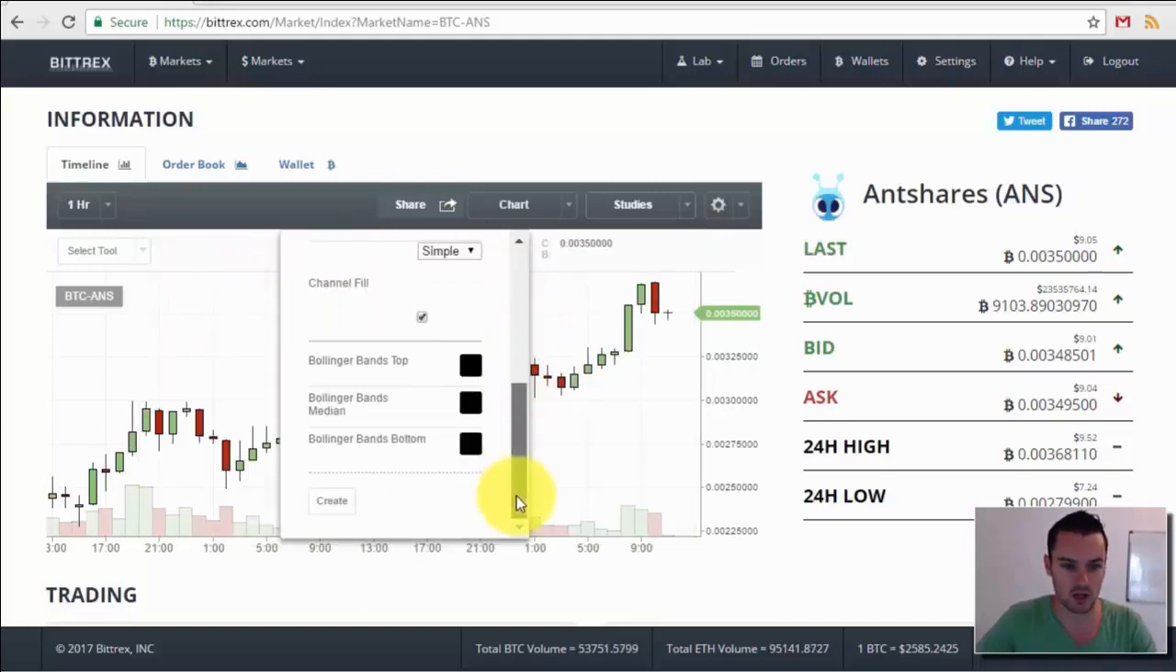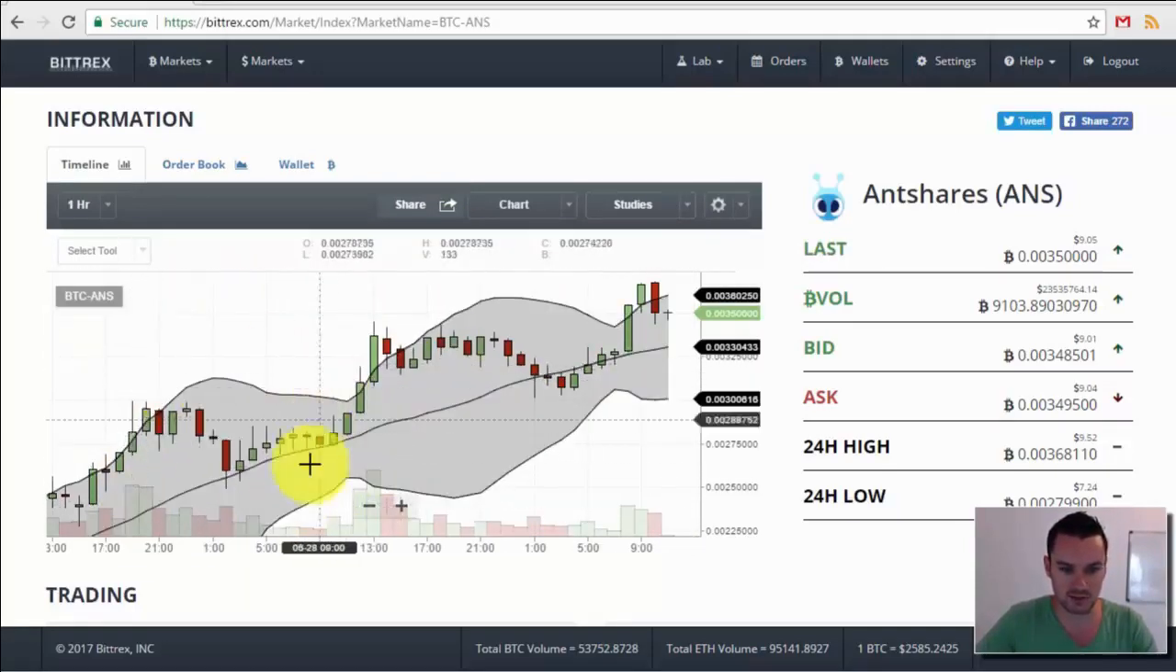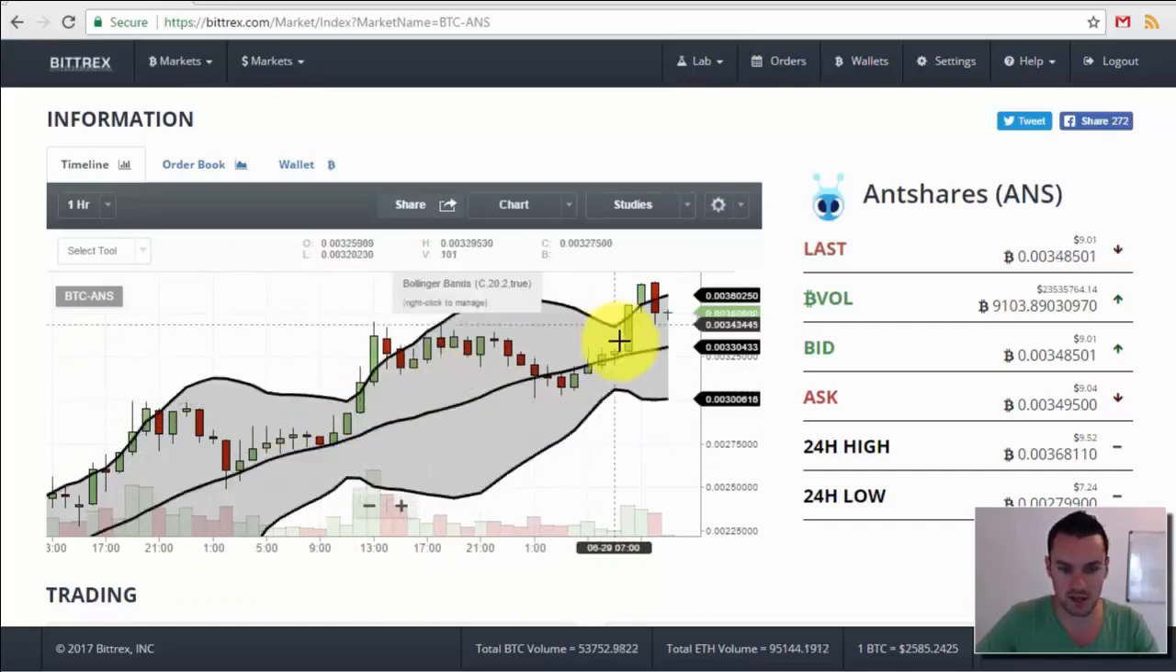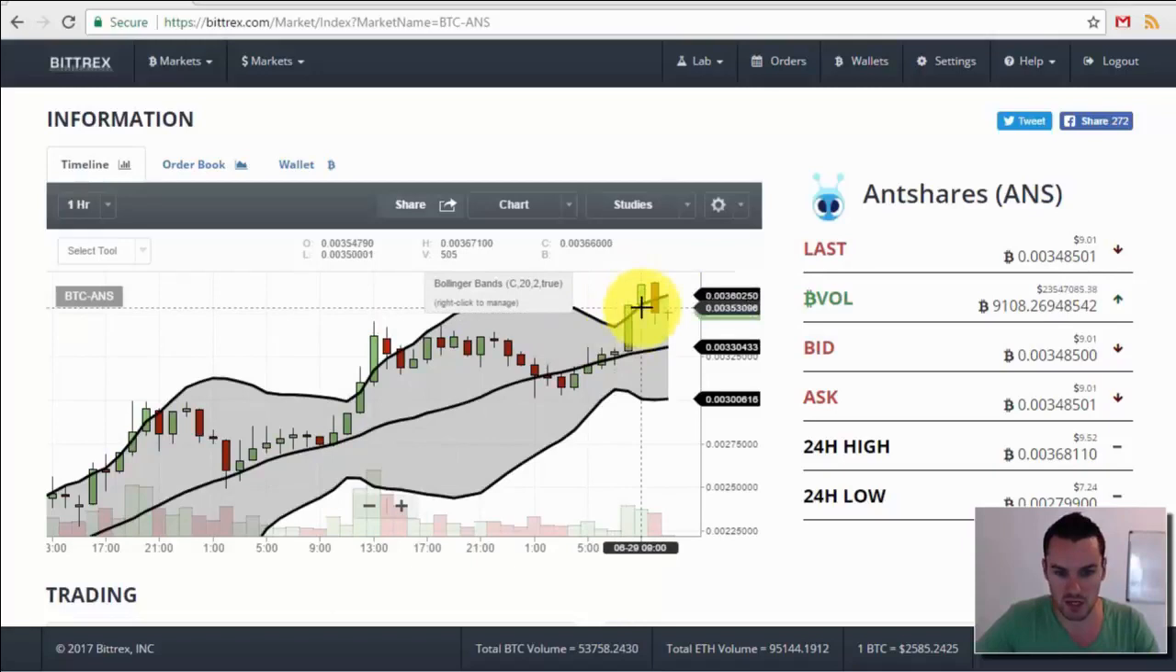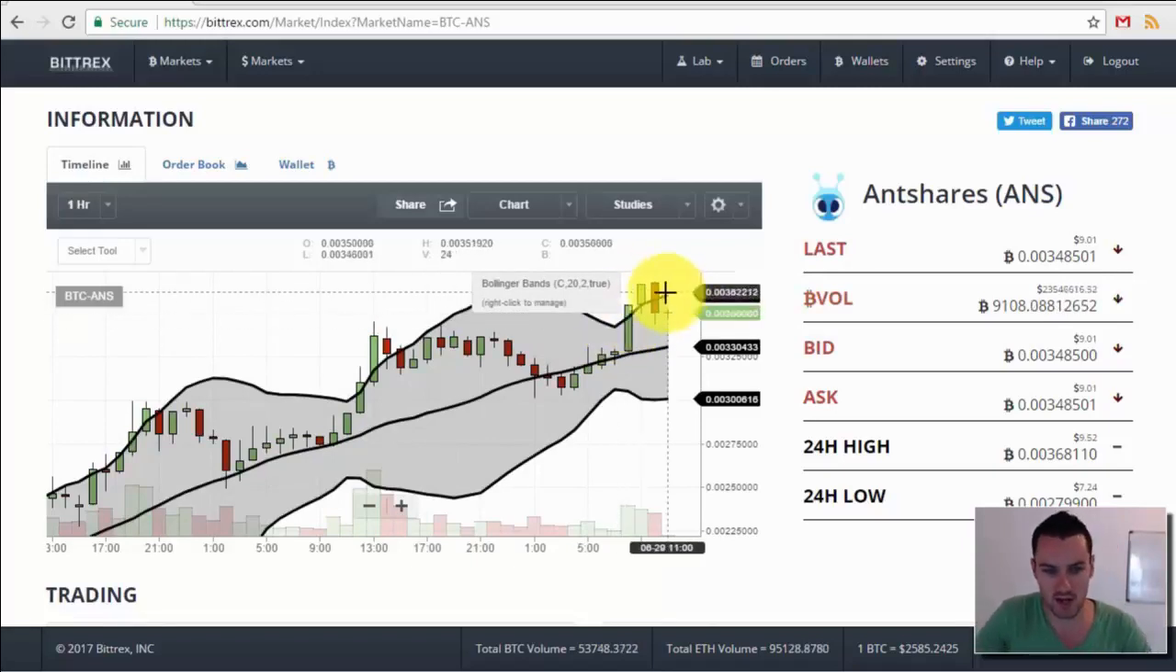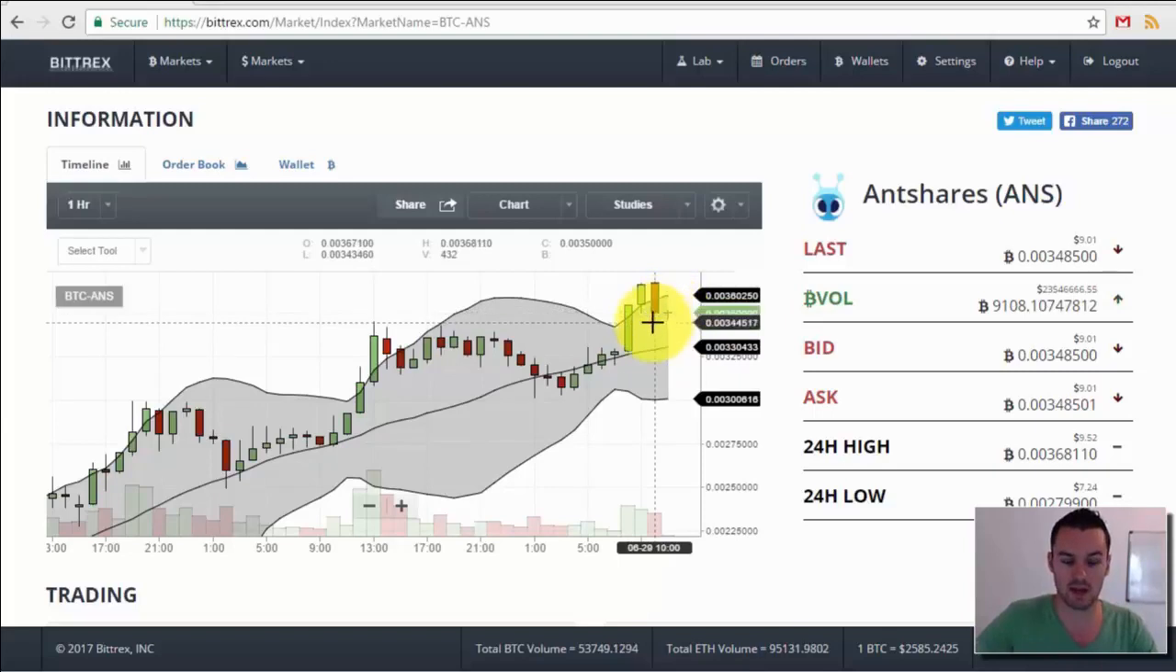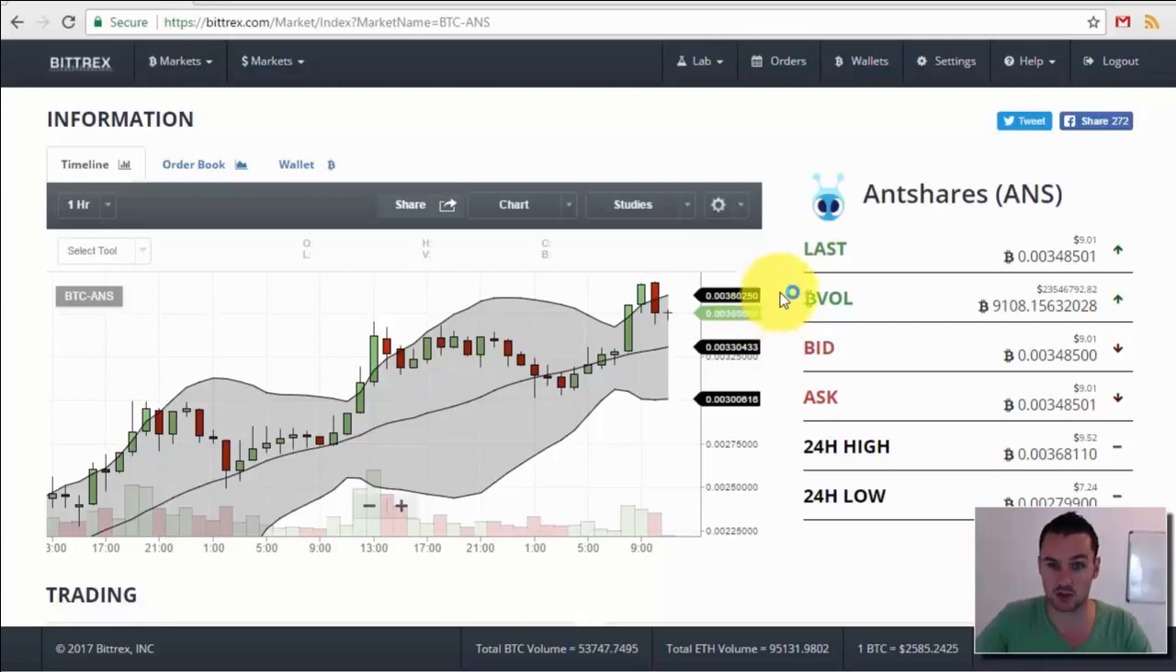Your studies are stuff like Bollinger Bands or any indicators that you want to add onto your chart. If I put Bollinger Bands on, we'll leave all these as standard, and you can see there are my Bollinger Bands. You can see that Ant shares was peaking out over the Bollinger Band and we got a little bit of a pullback here. Just to keep going, as this isn't a trading video, this is just to show you how to use the Bittrex platform. Over on the right, you have the same information as the previous screen. You have your latest price, the volume, the bid, and the ask price. The difference between them is your spread.